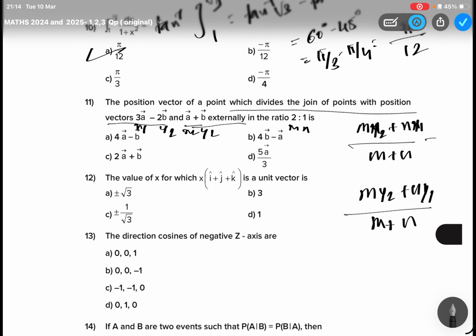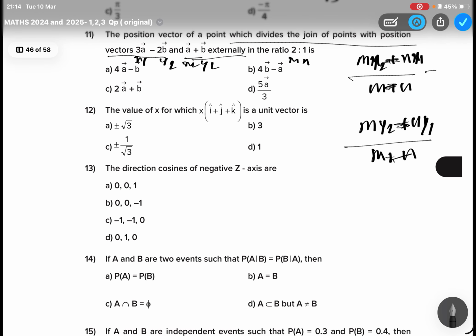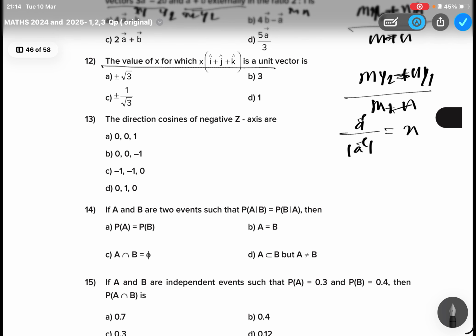Second one, externally means what? You have to use the minus for that particular value. You will get some relation for b minus a something. Next, the value of x for this unit vector, you will get determinant of a vector divided by determinant of a, you will get the x value. Direction cosines of negative z axis, then it should be minus 1.